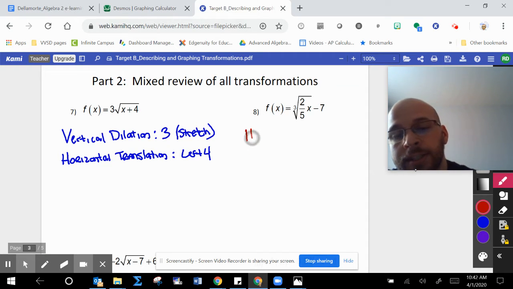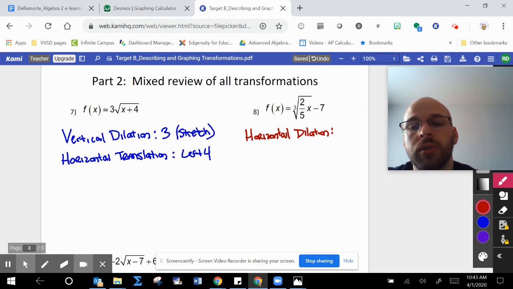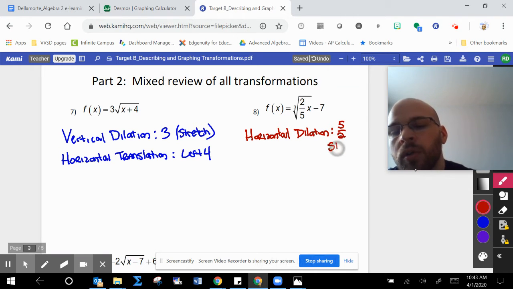Because it's on the inside, I already know it's going to be a horizontal transformation. And because it's a multiplier, I know it's going to be a dilation. Now, remember when we do these horizontal ones, we have to use the inverse, right? So instead of 2/5, I know it's going to be 5/2. And the fraction 5/2 is greater than 1. So I know it would be a stretch.